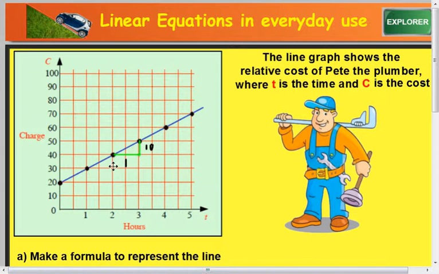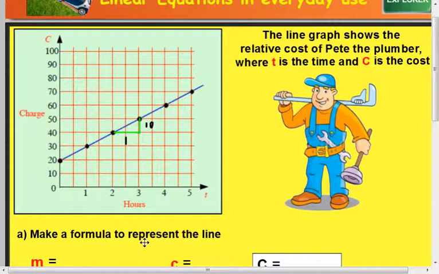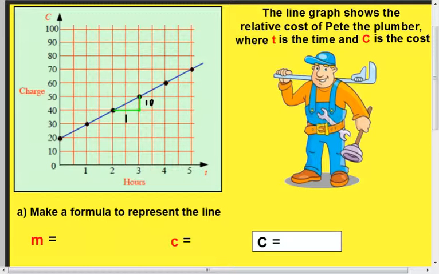Now the gradient is positive, it's going up from left to right. So I can work out my gradient. So my gradient is 10 over 1, which is just 10. My intercept, if you look down here, is at 20, so that's 20. Now you could at this point write y equals 10x plus 20. I'm going to go straight in and use their letters, so I've got c instead of y, so c equals, and instead of x I'm going to use t, so 10t plus 20. That's me finished the first part.